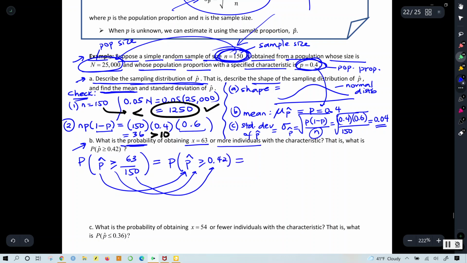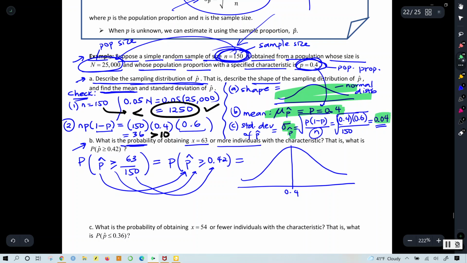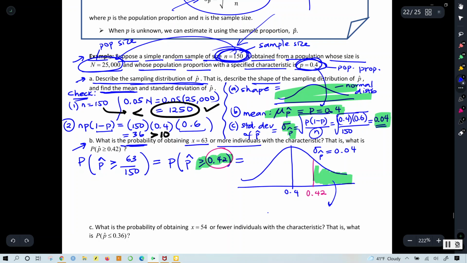And since we are using the normal distribution, that makes our lives so much easier, which means we can use StatCrunch. So let's see. I'm going to put the mean. What is the mean in this case? The mean is 0.4 in the middle, and the standard error is 0.04. And in particular, in this question, I'm interested in probabilities connected with 0.42, and we are looking at greater than or equal to 0.42.